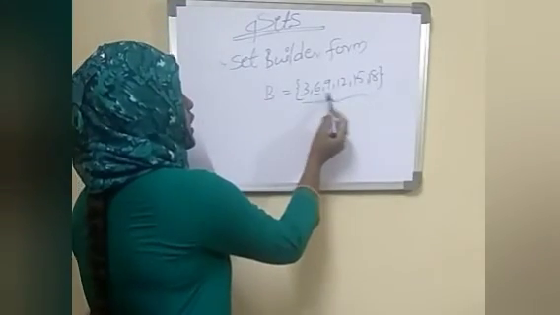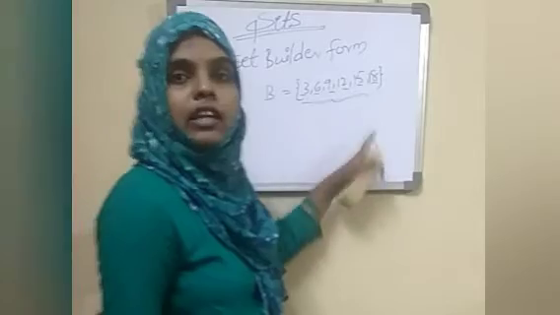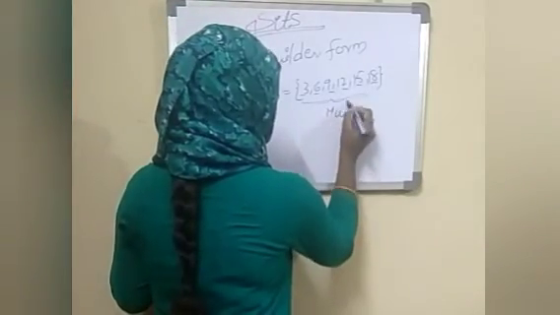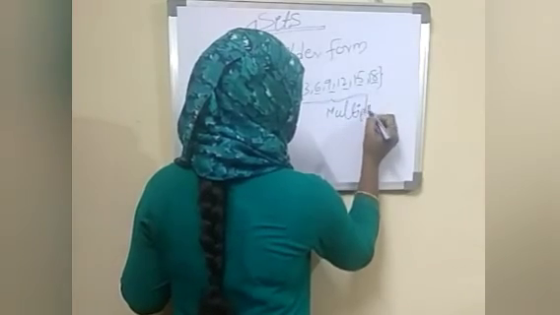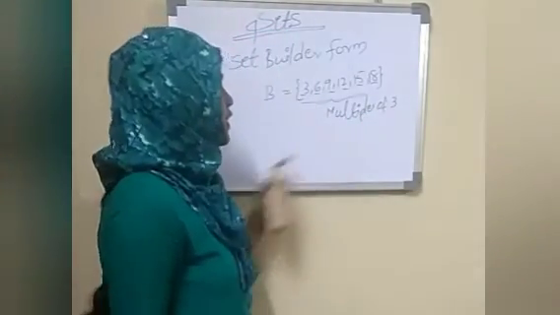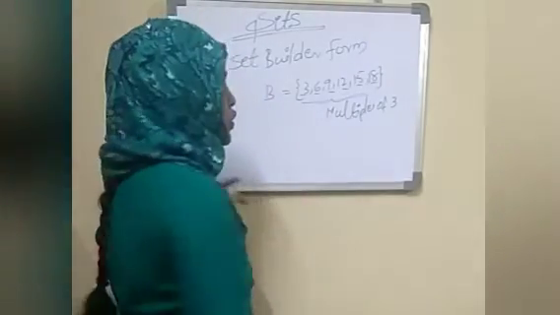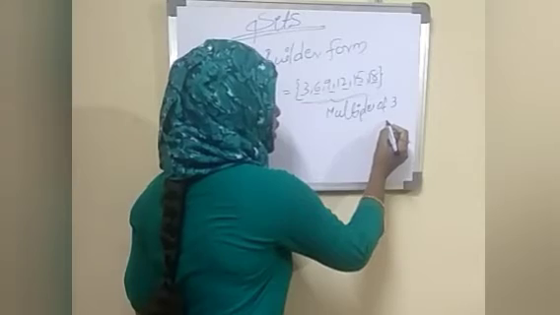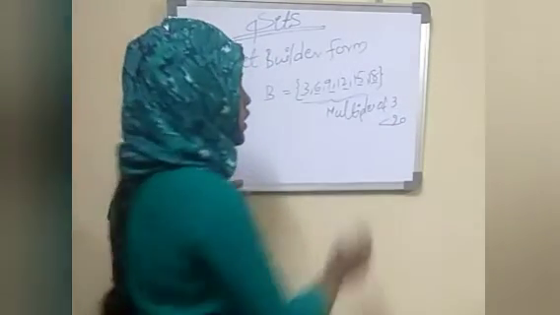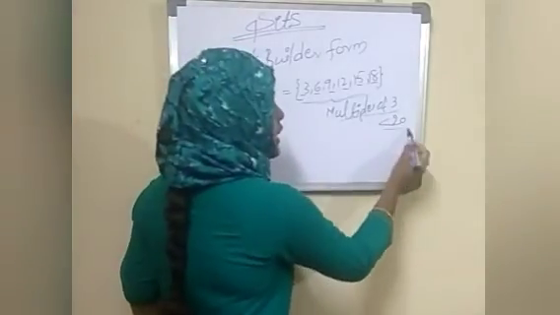Here 3, 6, 9, 12, 15, 18. These are the multiples of 3. What are they? Multiples of 3. This is a condition. And here, till 18 only we have the numbers, right? So these are all less than 20. There are two conditions. One is multiple of 3 and the numbers should be less than 20.